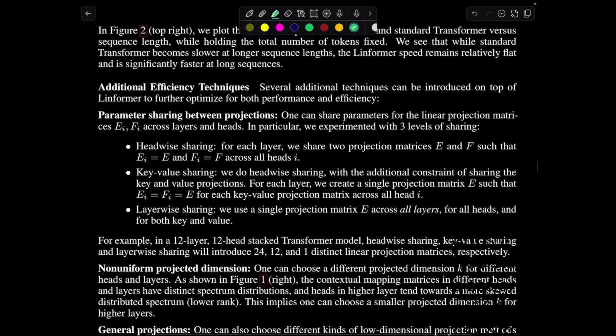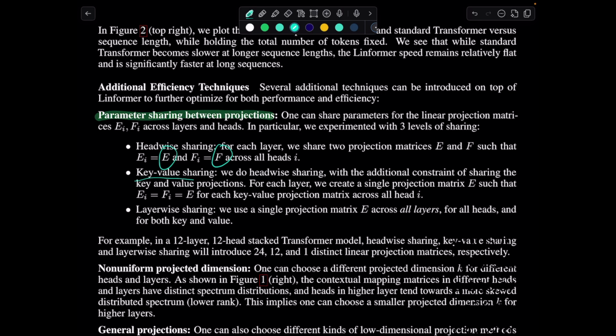As with every other machine learning paper, this paper also provides some training techniques. I think one of the most important things to notice is what they mentioned about parameter sharing between projections. They are saying that for projection K and V, the matrices we just talked about, you can reuse them at different levels. For example, the first one is saying that you can use the same E and F across all your heads in your multi-head attention.